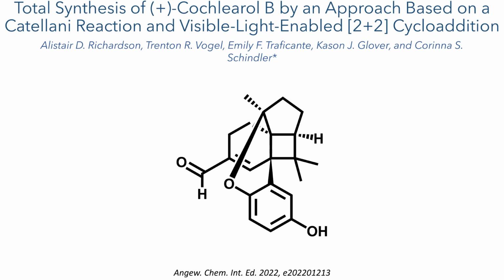This work was published by the Schindler group in Angewandte Chemie in their paper Total Synthesis of Cochlearol B by an approach based on a Catellani reaction and visible light-enabled 2+2 cycloaddition.